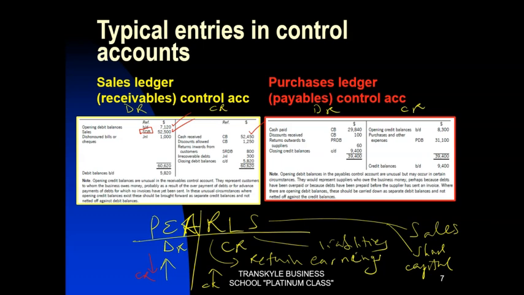Then there are discounts allowed. They also reduce the amount we were expecting to receive from customers. So that's why they put it there. Then there are returns inwards from customers. If customers have returned goods, that's again a reduction to our receivable. This is why it is here. Then irrecoverable debts. Some customers cannot be recovered at all, so they have reduced our receivable again.